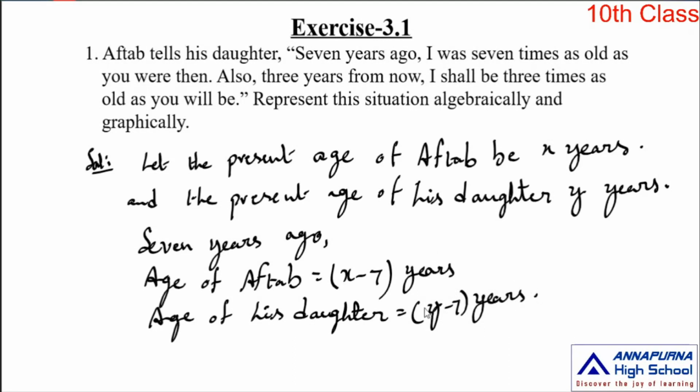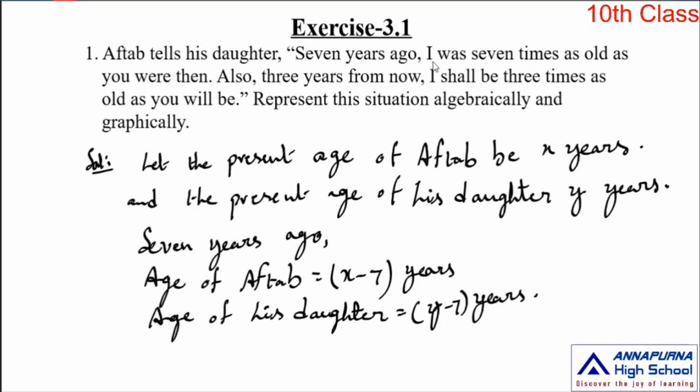Okay, now what is the relation between the ages of these two persons as per the given question? Here, Aftab says, "I was 7 times as old as you." You means daughter. So 7 years ago Aftab's age was 7 times his daughter's age. Which age do you multiply by 7 to get which person's age? If you multiply daughter's age by 7, you get Aftab's age. Observe the phrase carefully.